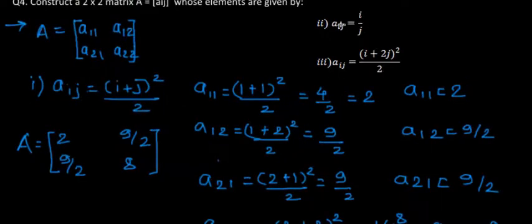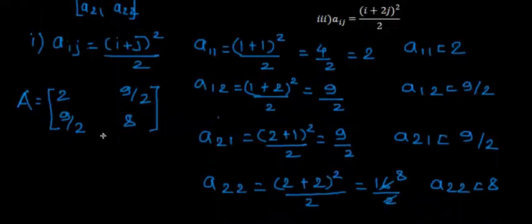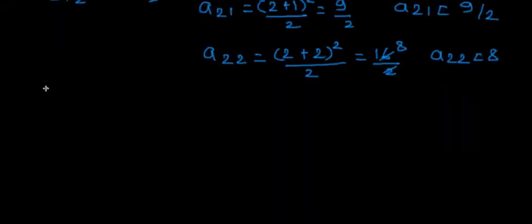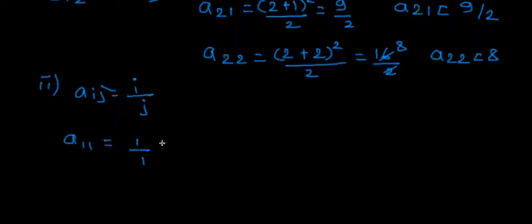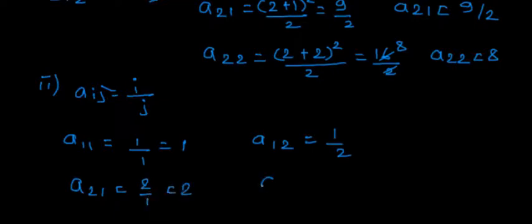It is just aij is equal to i over j. So let's start. In the second case, the aij definition, I'll write it over here. It is just i upon j. Let's find all the elements. So a11 will be 1 upon 1, which is just 1. a12 will be 1 upon 2. Next is a21, which is 2 upon 1, and you'll get 2. And a22, which will be 2 over 2, and then you'll get it as 1.